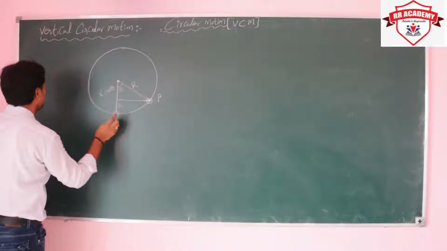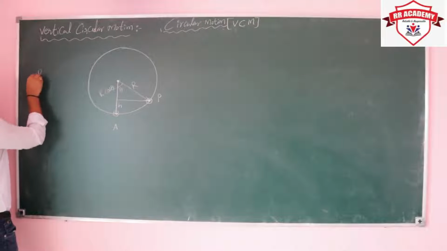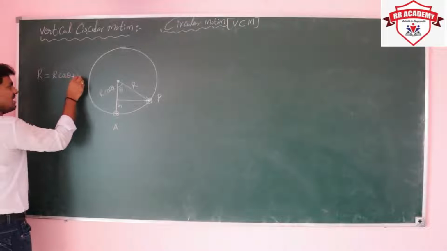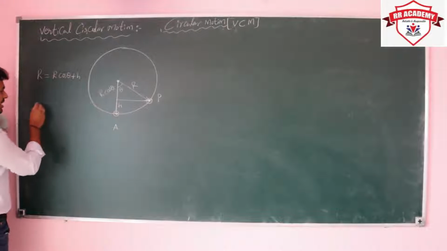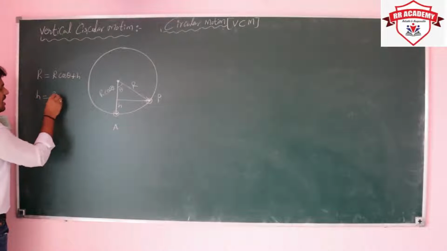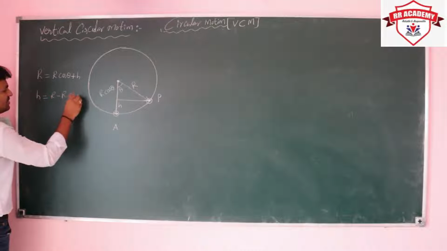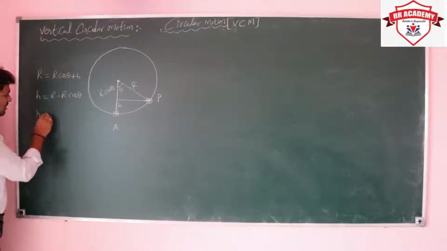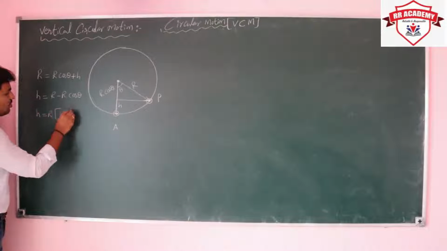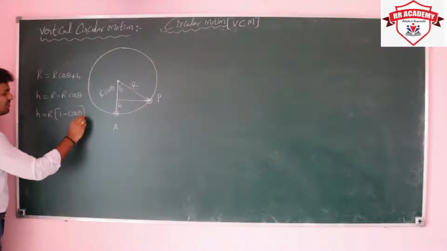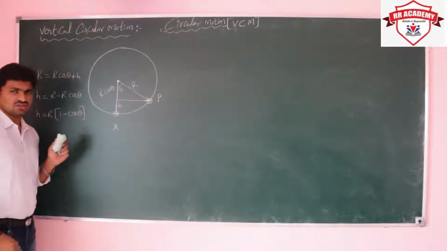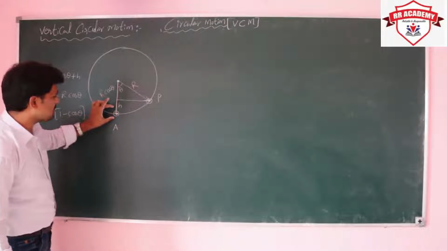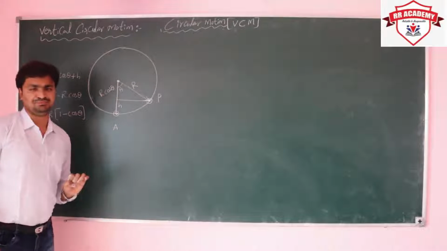So we can write R is equal to R cos theta plus H. Then H is equal to R minus R cos theta. Taking R common, H is equal to R times (1 minus cos theta). This is the variation of height from point A to point P.